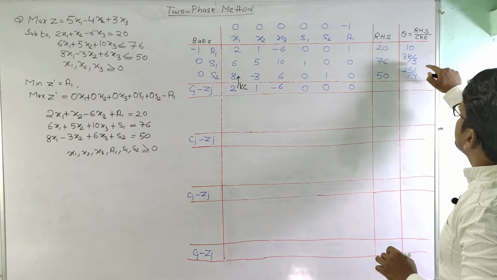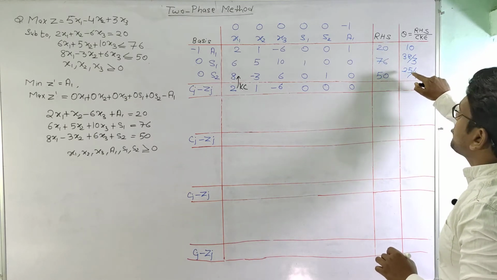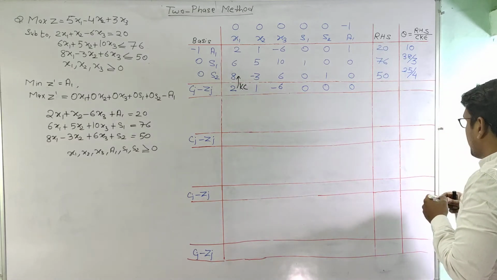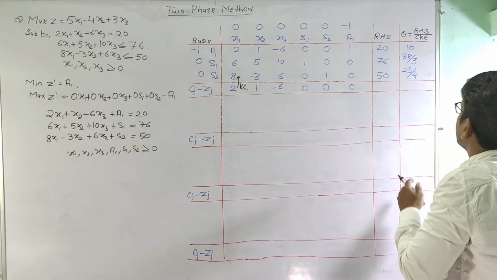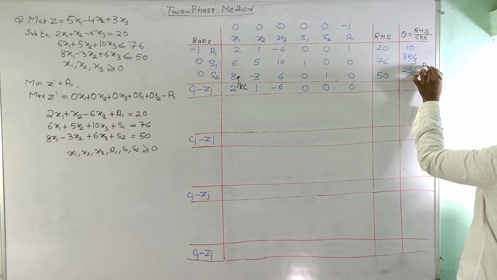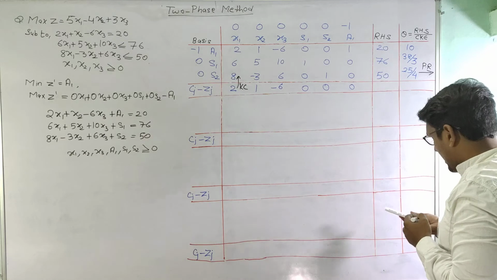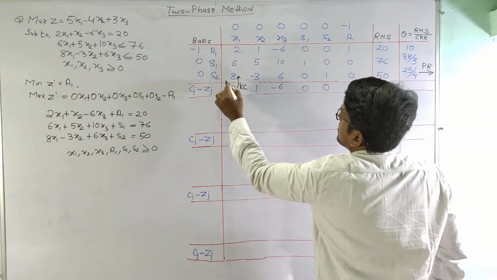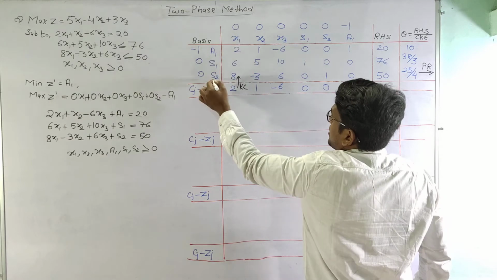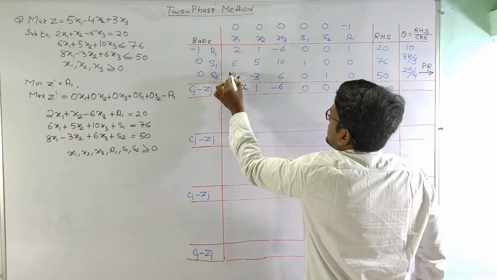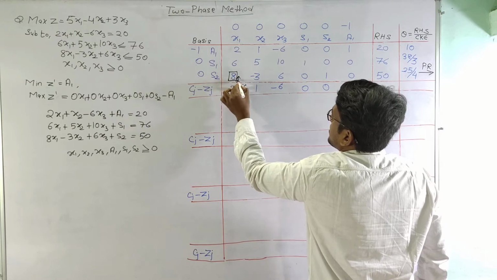So here we can see that 25 by 4 is the minimum positive value, so we will select this as the leaving variable and this will be our pivot row. This indicates that variable s2 will leave the basis and x1 will replace s2, and the value 8 here will be our pivot element.